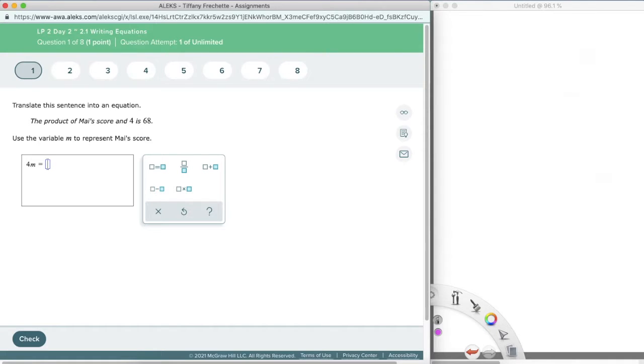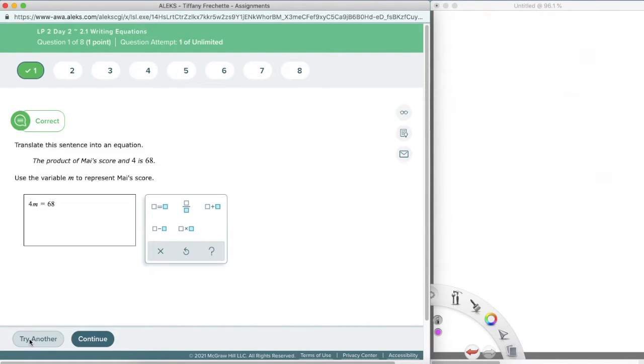That is my equals word. So they're either going to say is or equals. Sometimes they go is the same as, which is just overkill for the word is. And then we go 68. They are not asking me to solve this question. They just wanted me to write the equation. So I can click check and I'm good to go.